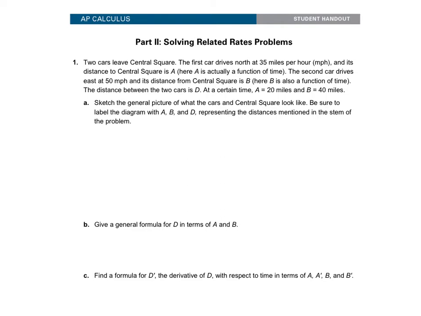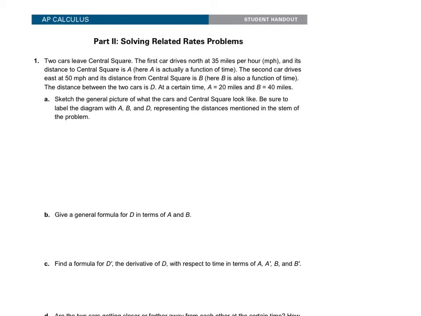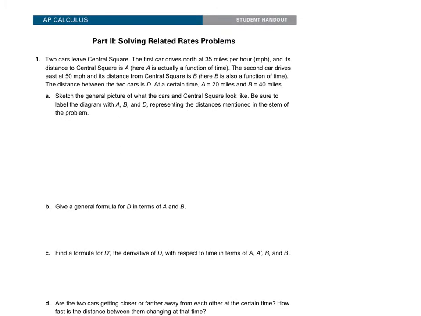The first car drives north at 35 miles per hour, and its distance to Central Square is A. Here, A is actually a function of time because it's changing. The second car drives east at 50 miles per hour, and its distance from Central Square is B, and it's also a function of time because it's changing with time. The distance between the two cars is D. At a certain time, A is 20 and B is 40.